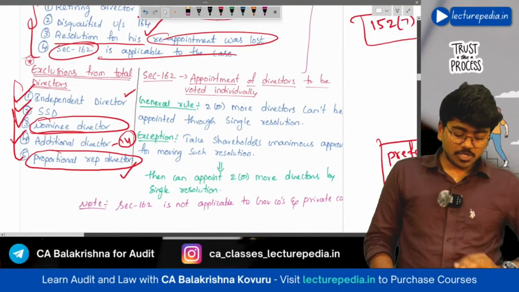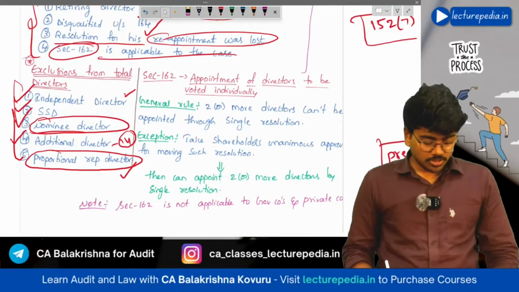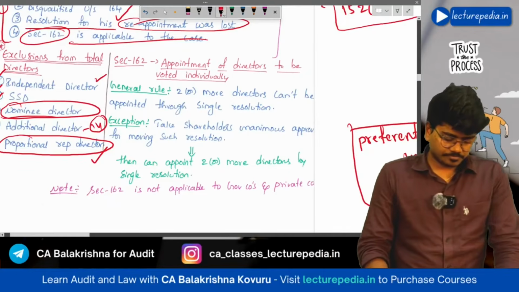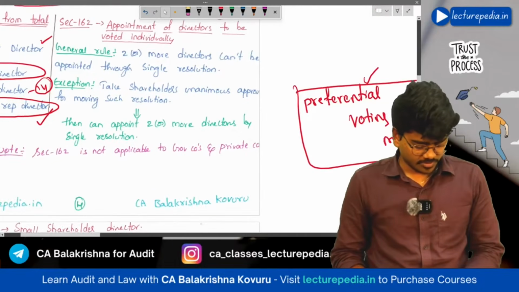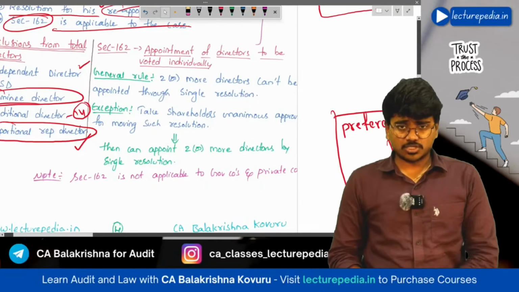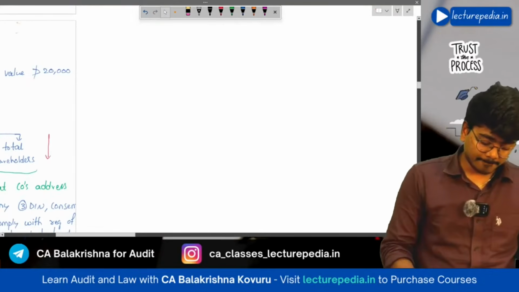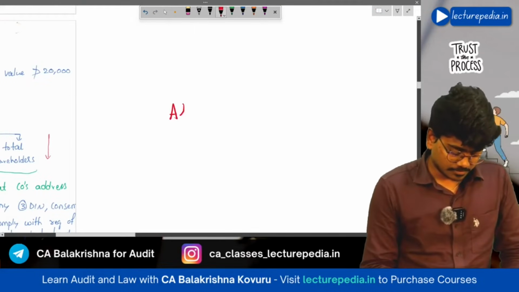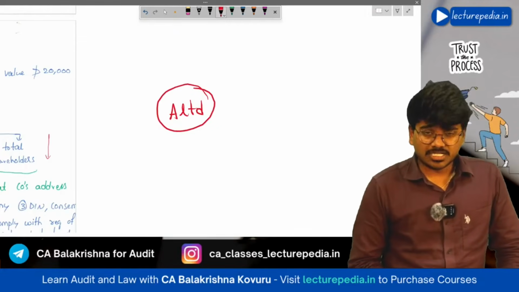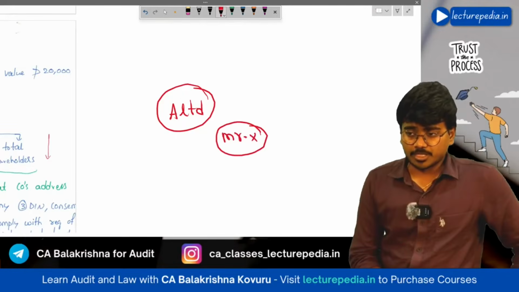So by this we have completely discussed section number 152. Now moving to section number 162. Basically, what is this section 162? Section 162 is also related to appointment of directors only. What section 162 says is, now generally, let's say A Limited wanted to appoint Mr. X as director of the company.